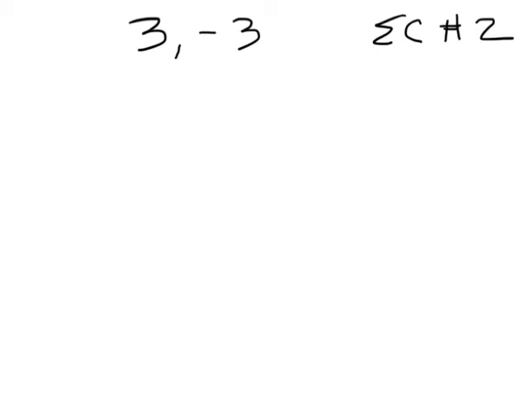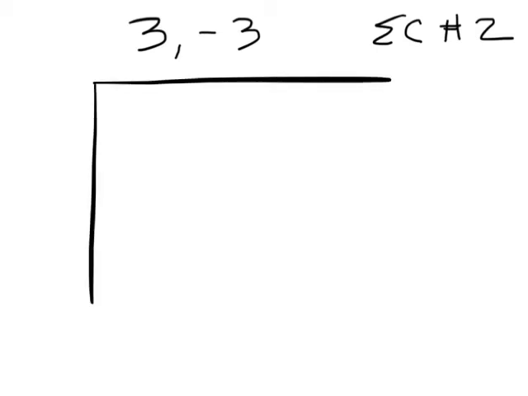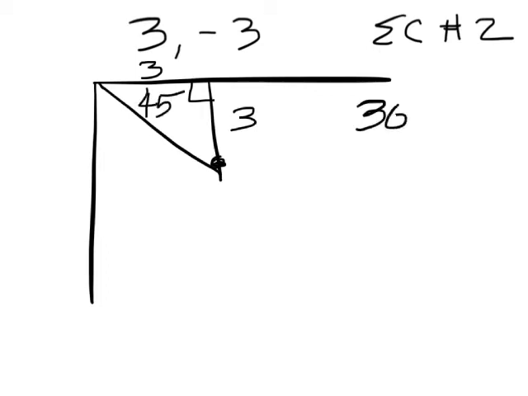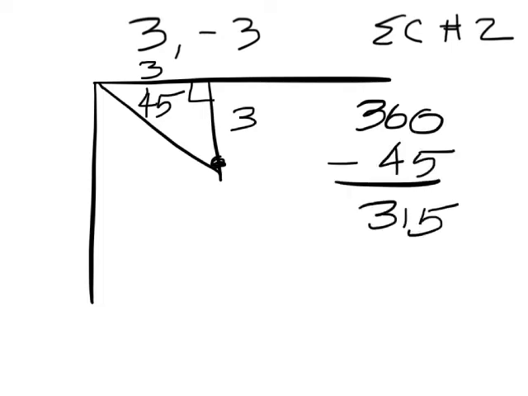Extra credit number 2, 3 negative 3. So it's going to be in this quadrant, over 3 down 3. Make a triangle. This distance is 3, this distance is 3. Don't waste your time with inverse tangent. If both legs of a right triangle are the same, it's what kind of a triangle? 45, 45, 90, which means this is going to be 45 degrees. So 360 minus 45 is 315. That you would put over 180 with a pi beside it.